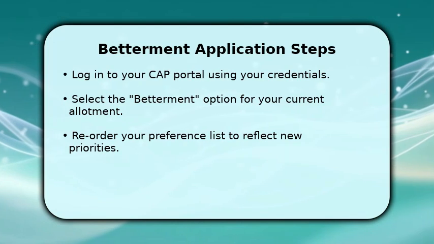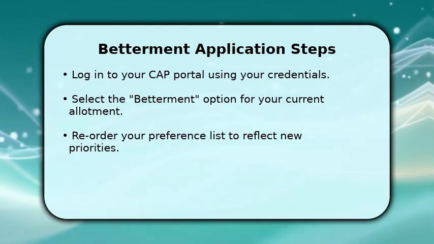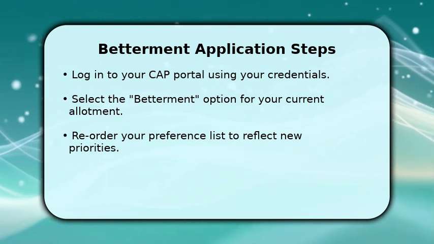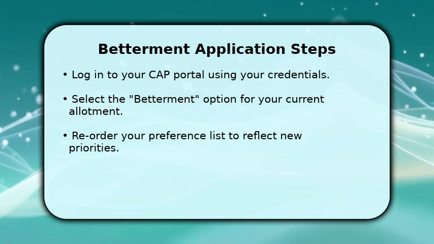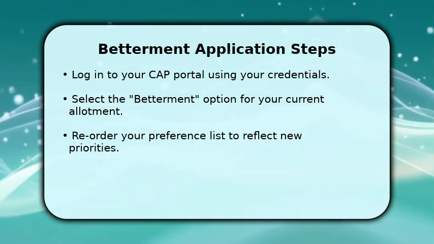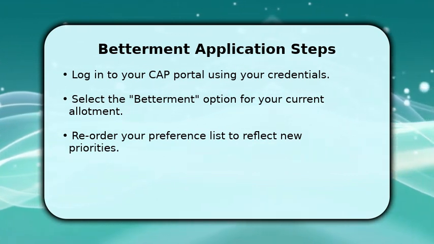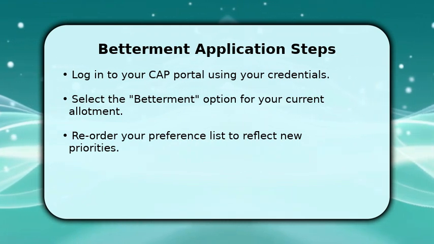Once logged into your CAP portal, navigate to the Betterment section. Here, you'll indicate your desire to participate in Betterment. The most critical step is to rearrange your college and course preferences. Only higher preferences than your current allotment will be considered. Take your time to ensure your updated list accurately reflects your desired outcomes for future rounds.